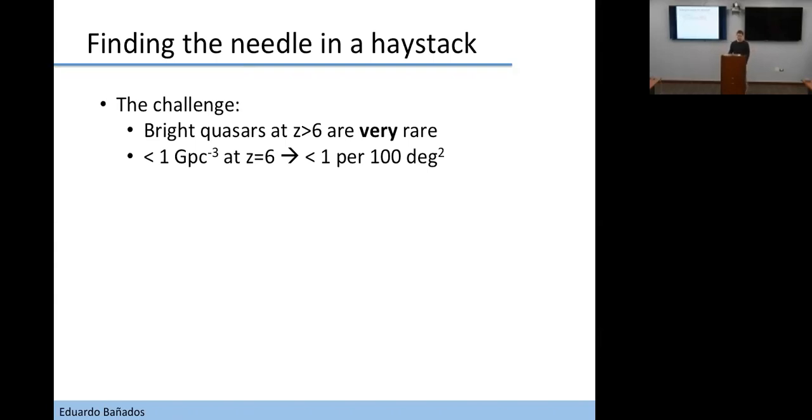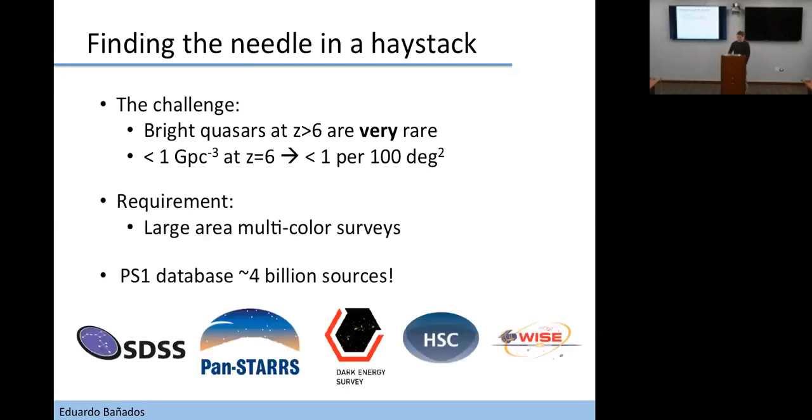And we live in an era where there are many of these surveys that actually allow us to do this very successfully. These are some examples: Pan-STARRS, Dark Energy Survey, HSC, WISE. And here I'm highlighting the Pan-STARRS database that is based in Hawaii, because I spent a large fraction of my PhD thesis mining that database to try to find these very distant quasars. And nowadays, I'm basically using all these surveys and even more to look for these rare objects.